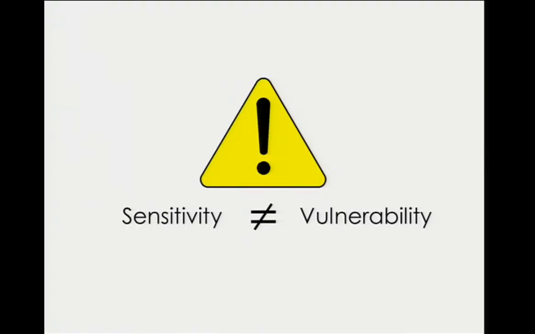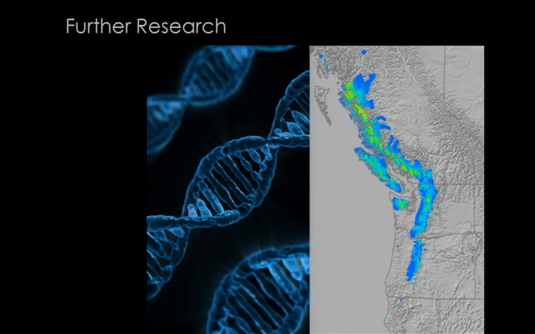A couple caveats associated with this work, of course. Sensitivity is not vulnerability, so we are not indicating what species are more vulnerable to climate change. Sensitivity can also vary by life stage, so a juvenile will have potentially different sensitivity values than an adult. And of course, geographically, there can be differences throughout its range. Further research can look at adding in those components to try and get at vulnerability.